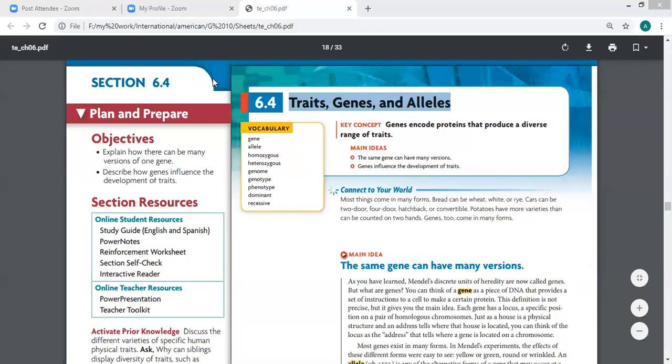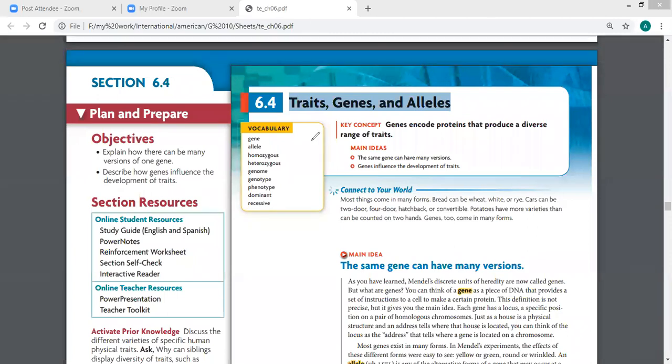So today I will explain the difference between traits, genes, alleles, and the difference between dominant, recessive, genotype, phenotype, genetics.